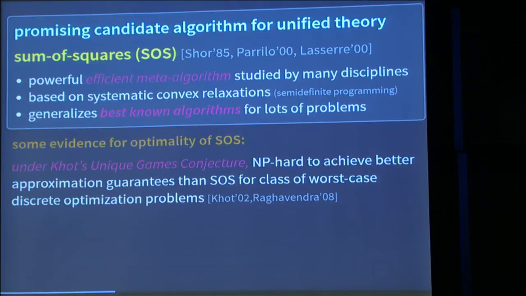Okay, and the question is could this algorithm have the property that it achieves the best possible guarantees among all polynomial time algorithms, and in this sense could it be optimal? And there is some evidence that this algorithm might be optimal. And one evidence is assuming the unique games conjecture due to Khot. This unique games conjecture is a very concrete conjecture about the computational hardness of a very particular problem, but it has nothing to do with sum of squares. But if this conjecture is true, it turns out that it predicts that achieving approximation guarantees that are better than those achieved by sum of squares is NP-hard, for a large class of discrete optimization problems, and this class includes max cut.